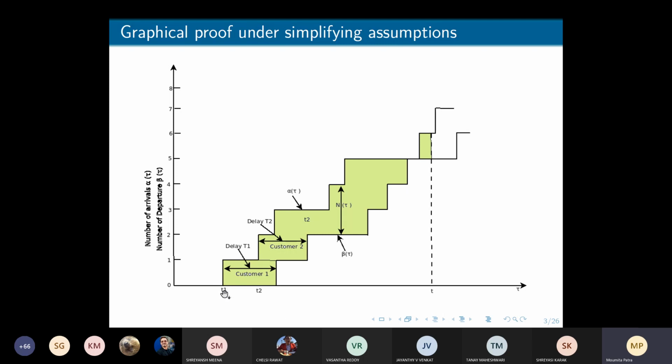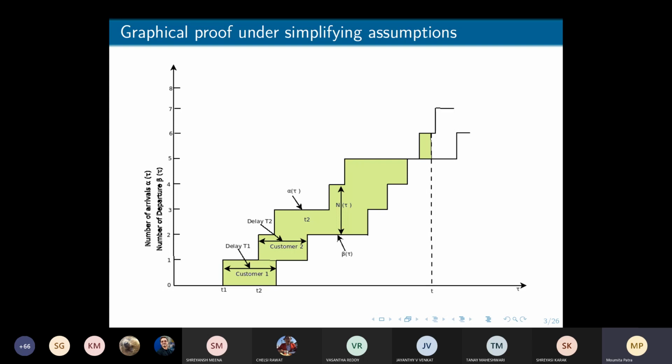These points, so suppose T1 is here, this represents that there was an arrival at time T1. There was another arrival at time T2, but as an observer you're also seeing the departures. There was a departure at this particular point of time, there was a departure here also, and here also. So this is basically following a staircase graph, because nothing else you can see.